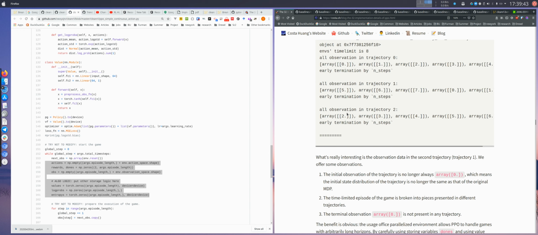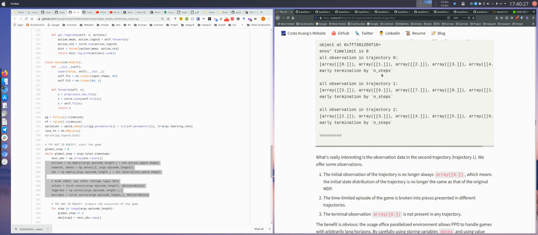Instead, it relies on the Markov assumption that your state should be representative of all of your historical states. And it assumes your agent is able to learn to execute certain actions if I just give you any state in a game. So that's the first observation. The second observation is that a time-limited episode of the game is broken into pieces presented in different trajectories, as shown over here. And lastly, the time limit terminal observation, 8, is not present in any trajectory.